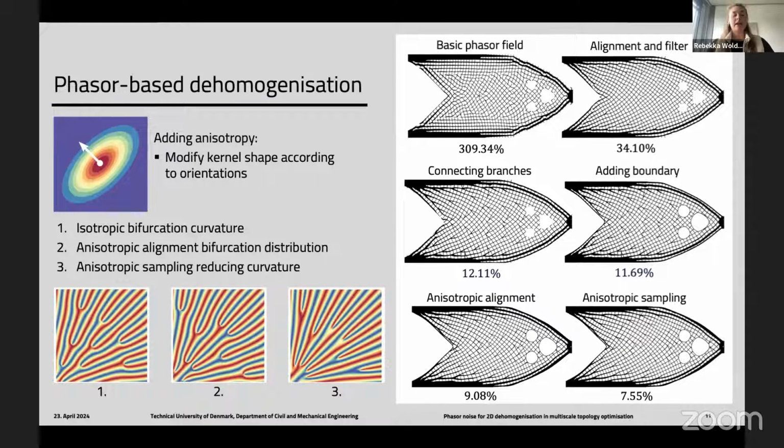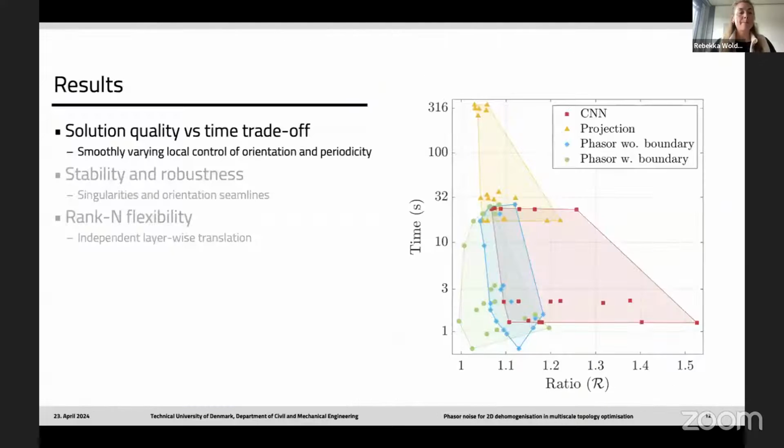And adding anisotropy in the sampling, so the kernel signal impact, also improves the V-shaped nature of the branches before closure, which has a significant improving effect on the final dehomogenized design.